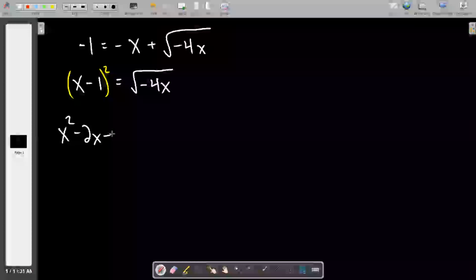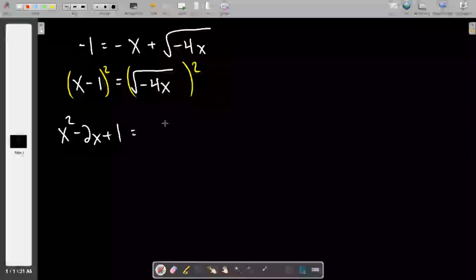Minus 2x plus 1. And what do we get when we square the right side? Yeah, you just lift the root off. Good. And now we've got to pull all the stuff to one side. That side, the decision's made for us. We want to go to the left. So we're going to add 4x across, giving us x squared plus 2x plus 1.